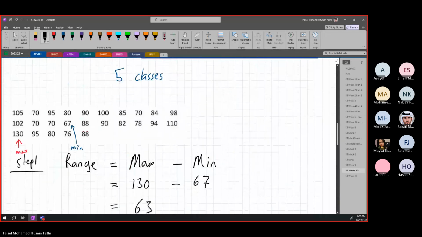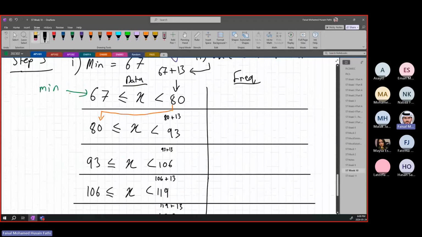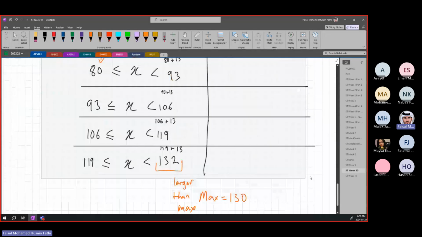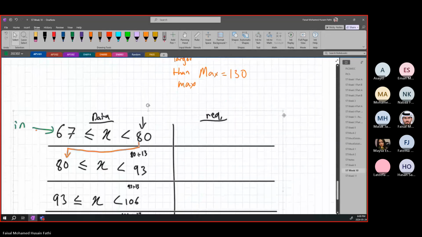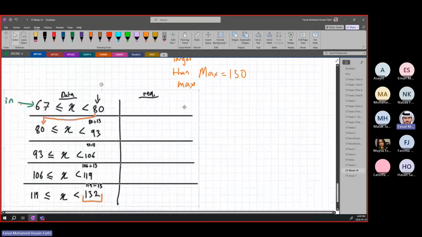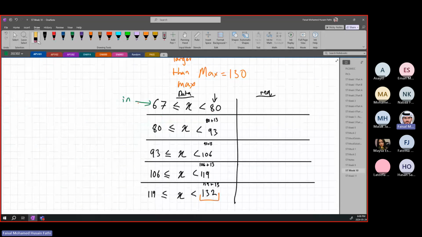Now we have this table. Let me copy paste this down here and make it a bit smaller. This is now our table, so we have already defined our table. We have defined our ranges. We know that this is the data and this is our frequency over here. We can actually put in all the values of the frequency now.